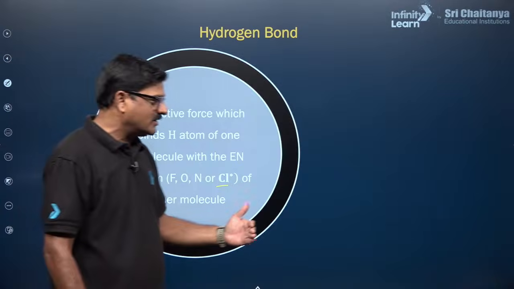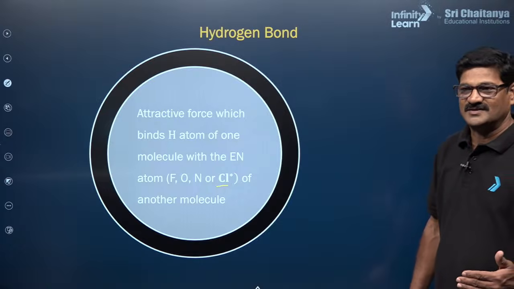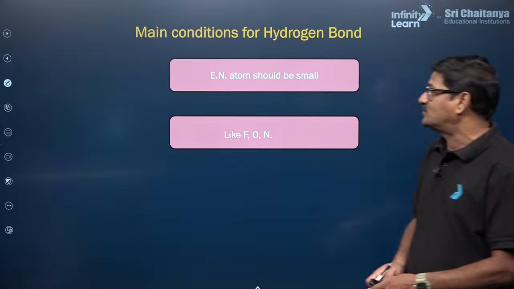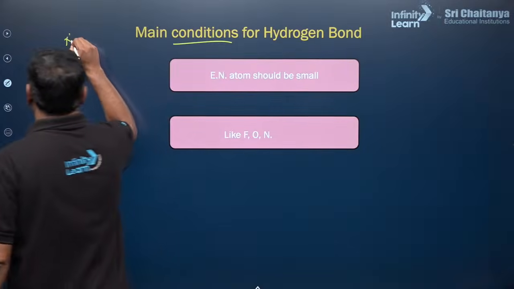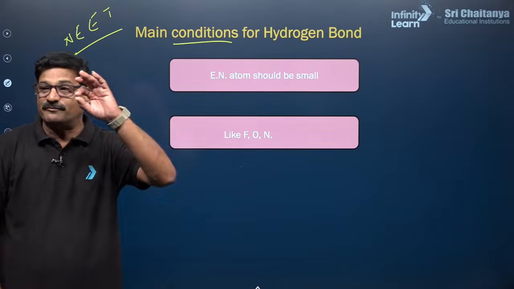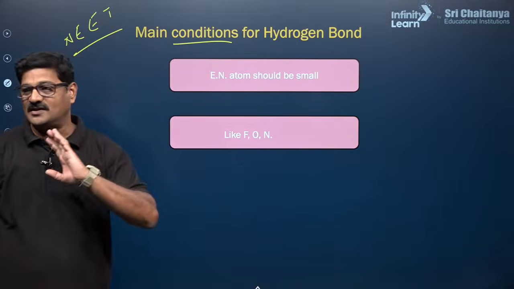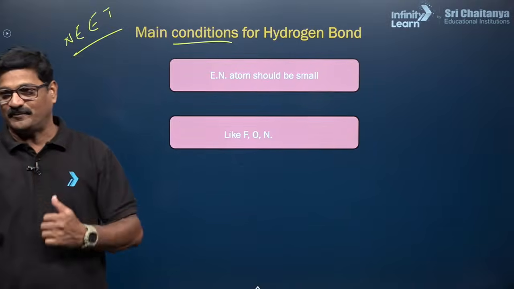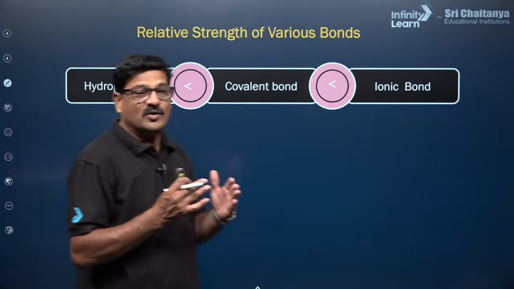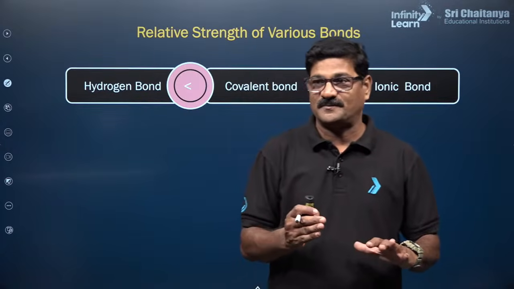Let us see the implementations and the technicality of this. So, students, here are the main conditions for hydrogen bonding for the NEET examination. Statement based questions can be asked. The electronegative atom should be very small, and fluorine, oxygen and nitrogen are able to form hydrogen bonding. Also, the strength of hydrogen bonding is the weakest, and of course it is one of the types of van der Waals forces.